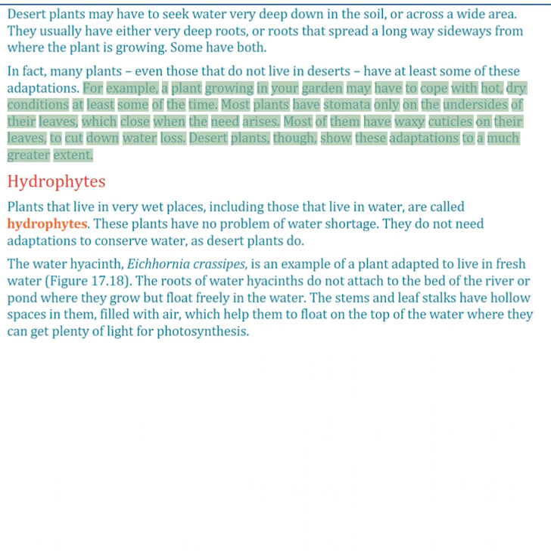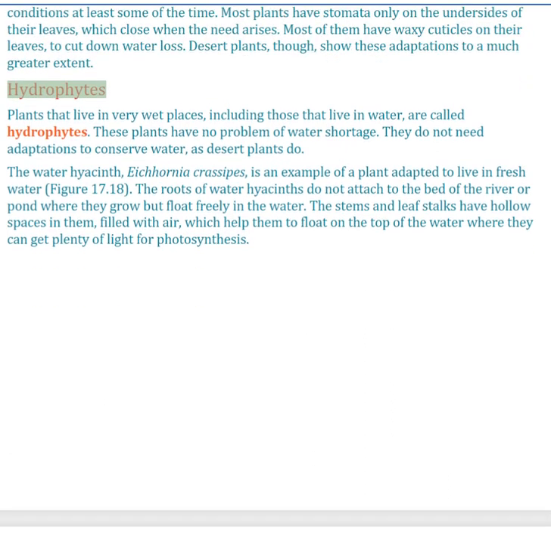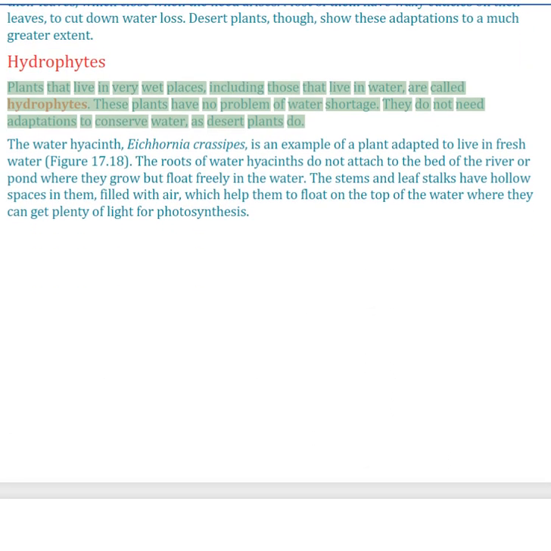Most plants have stomata only on the undersides of their leaves, which close when the need arises. Most of them have waxy cuticles on their leaves to cut down water loss. Desert plants, though, show these adaptations to a much greater extent. Hydrophytes. Plants that live in very wet places, including those that live in water, are called hydrophytes. These plants have no problem of water shortage. They do not need adaptations to conserve water, as desert plants do.